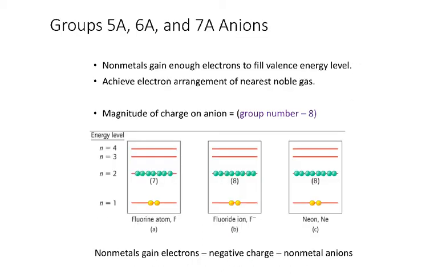Let us continue our trek across the periodic table to groups 5A, 6A, and 7A. Now these will form anions. Okay? These are nonmetals, and they become more stable by gaining electrons. They gain electrons to fill their valence energy level. You can think of at 5, 6, and 7, it's more than half full, and it's easier to fill it than to remove. Okay, so let's jump down here to look at fluorine, which is in 7A, right? So it has 2 electrons in the n equals 1, and then it has 7 electrons in the n equals 2.